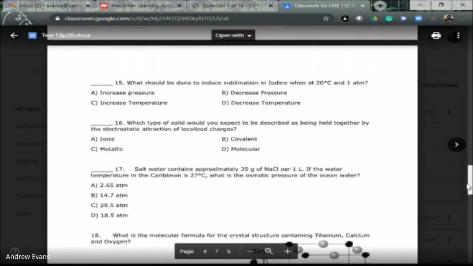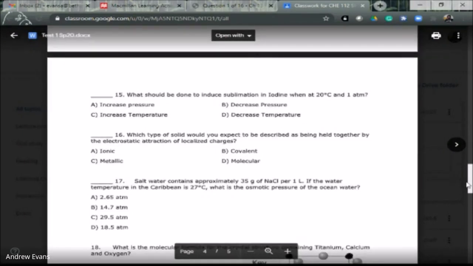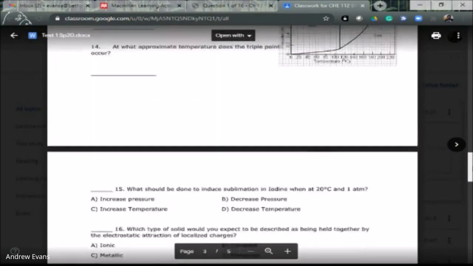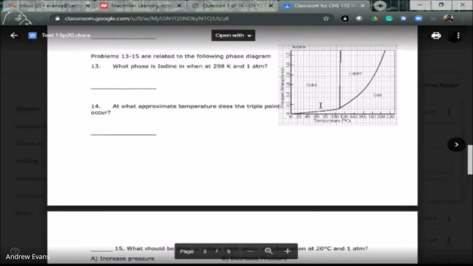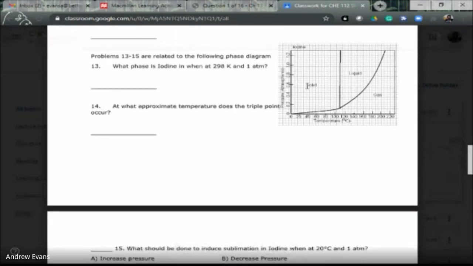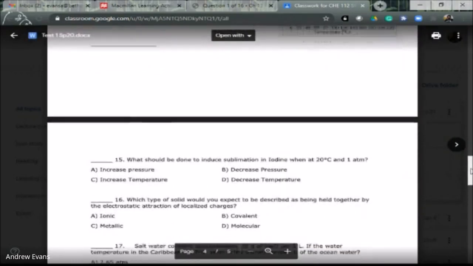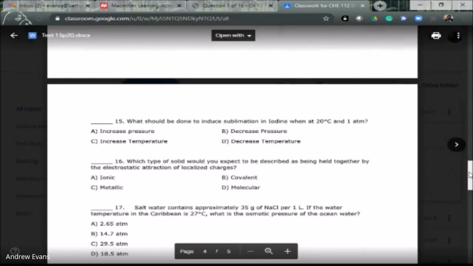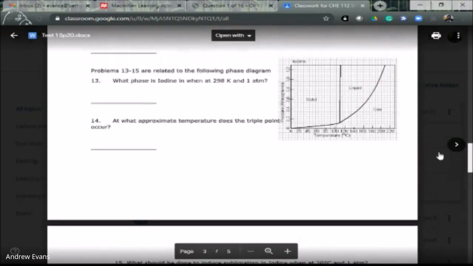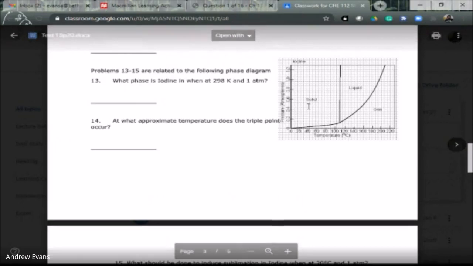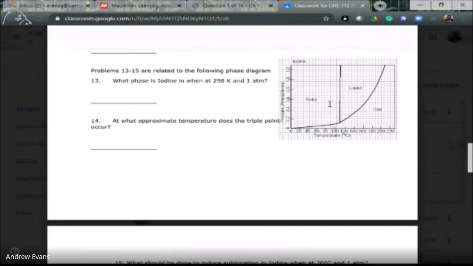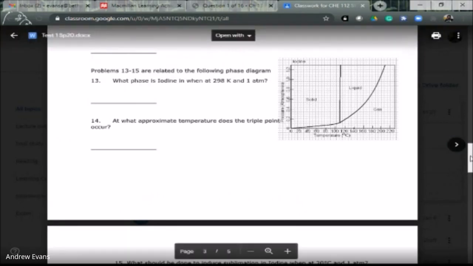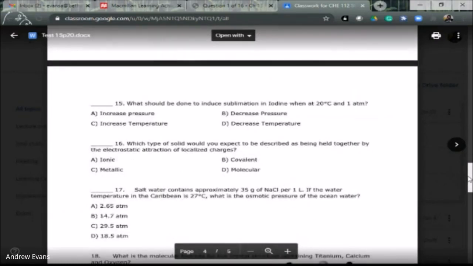What should be done to induce sublimation of iodine at 20 degrees C in 1 atmosphere? If you're at 20 degrees C in 1 atmosphere, you would probably want to drop the pressure. Because if you increased the temperature, it'd go into the liquid phase. If you decrease the temperature, it'd stay solid. If you increase the pressure, it stays solid, so you want to decrease the pressure, and it goes straight from solid directly to gas.